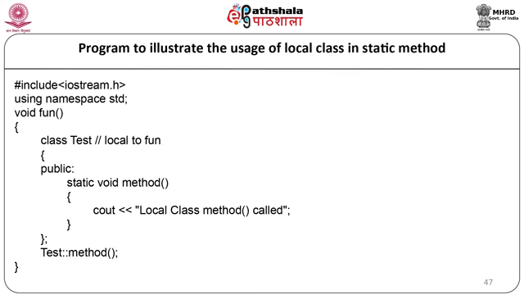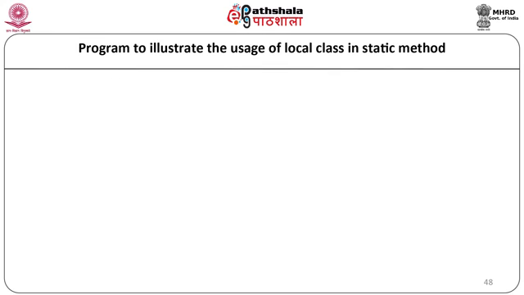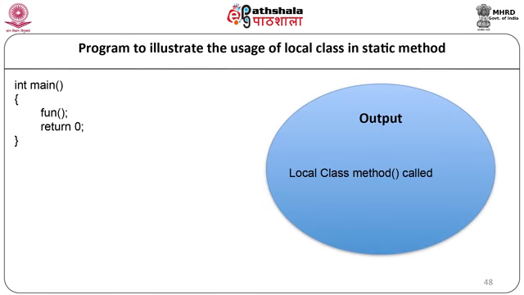So, here we have declared one function, inside that function we have declared one class test, and inside that class test we have declared one static method. Now, we will start with our main program, integer main. We are going to call a function fun and return 0. Now, when the above code is compiled and executed, it will produce the output as local class method is called. So, inside this particular function, whenever we call the function, the test method will be called and the test method output will be displayed on the screen.